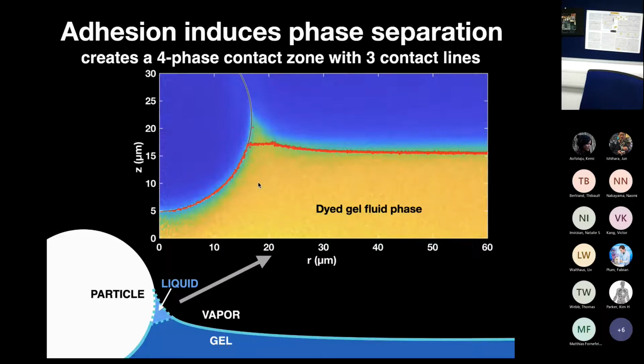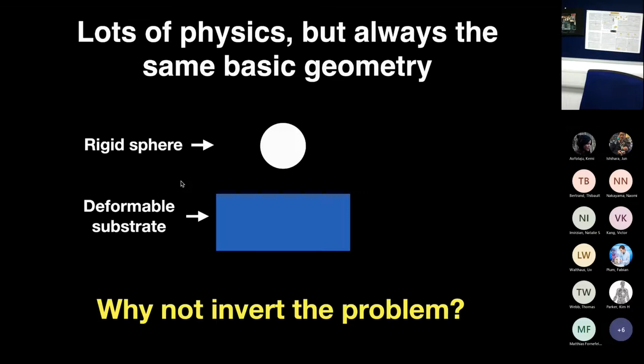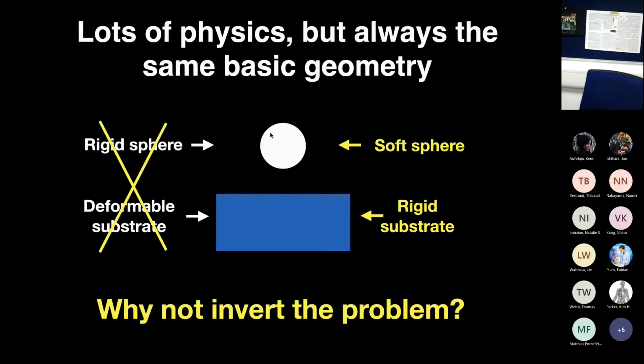So all of these different projects had a lot of physics in them, but always had the same basic geometry of a rigid sphere on some kind of deformable substrate, whether that be a liquid or a solid. And one of the questions I often got asked when I was presenting the earlier work was, well, why don't you invert the problem and maybe put a soft sphere on a rigid substrate? And there are a lot of reasons why this might be interesting. At first I thought, oh, it's going to be the same, you're just turning it upside down.